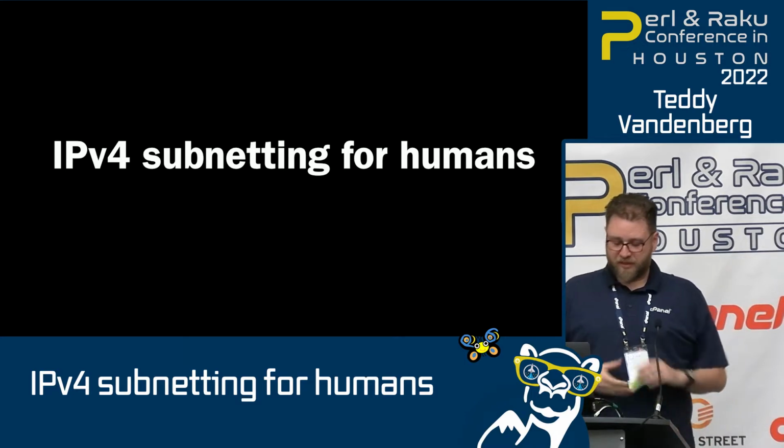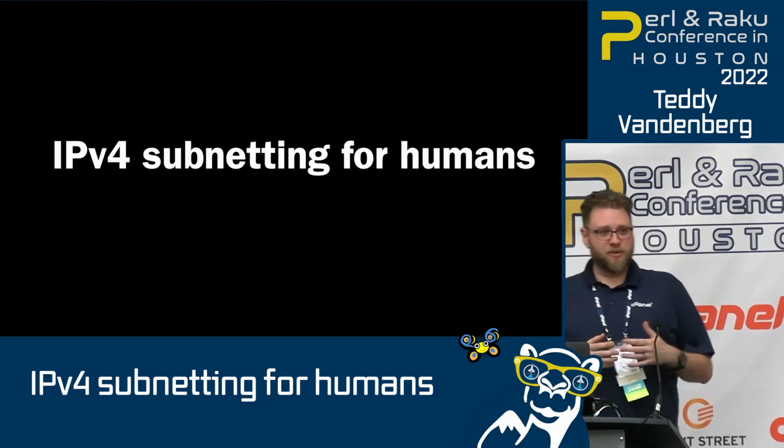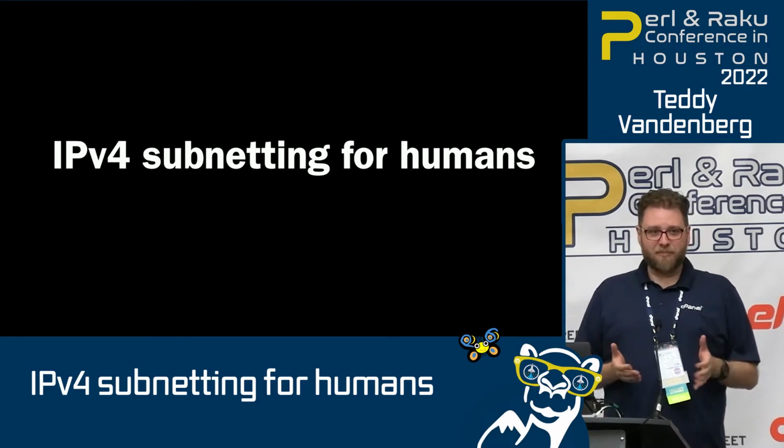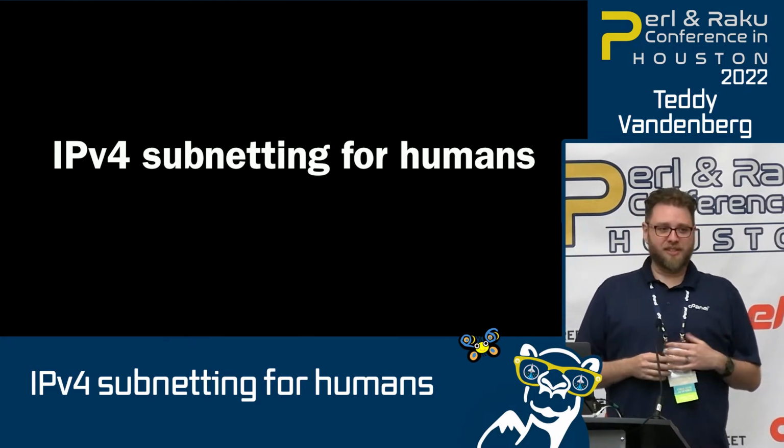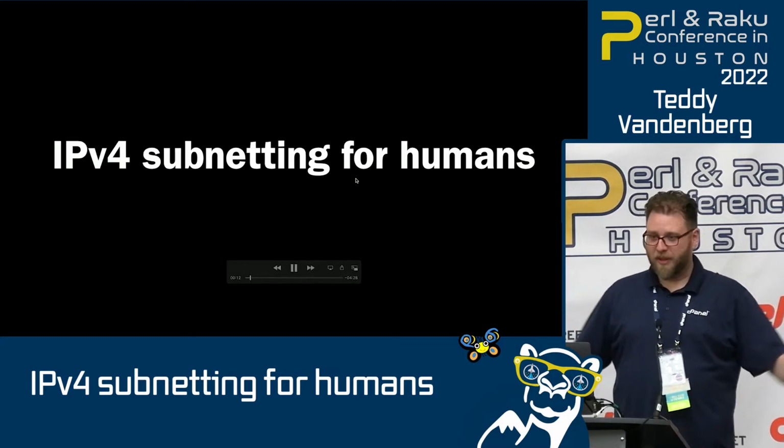I really enjoy IPv4. It's my favorite IP. But the most human usable IP, I believe, is a /27. A /27 contains 32 IP addresses. It's the perfect amount for a human.